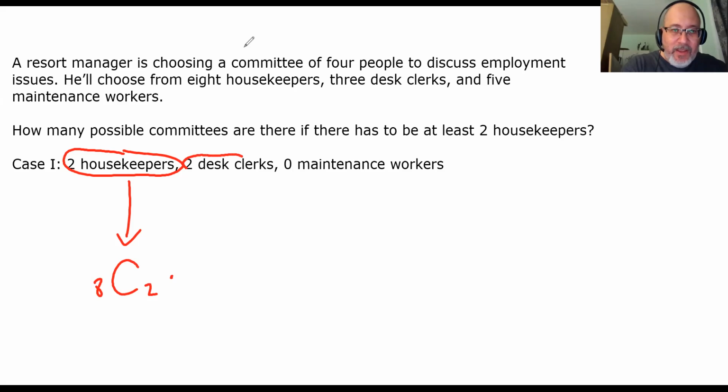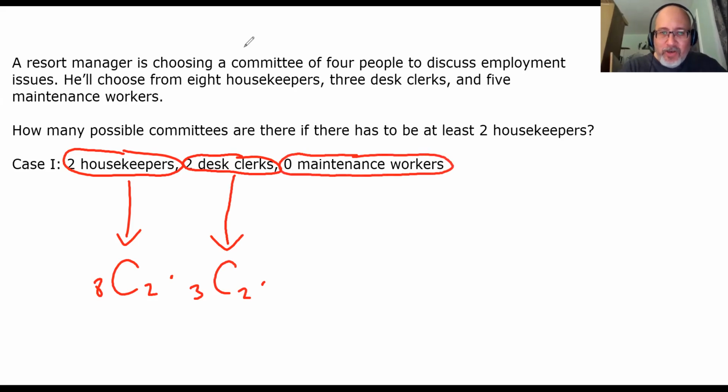Times, he has to pick, so that was 8C2, sorry. 2 desk clerks out of how many? 3. And I didn't emphasize that the order he picks them doesn't matter, which makes it a combination. But if he's picking 2 desk clerks out of 3, then there are 3C2 ways to do that. And how many maintenance workers? None. And you might be thinking, you don't have to bring that into the discussion. And technically you would be correct, but I want to show you that you can and what would happen if you did. Out of the 5 maintenance workers, he's going to choose 0 for the committee.